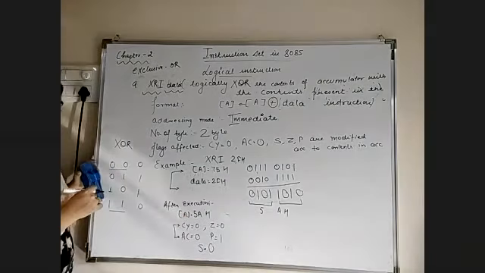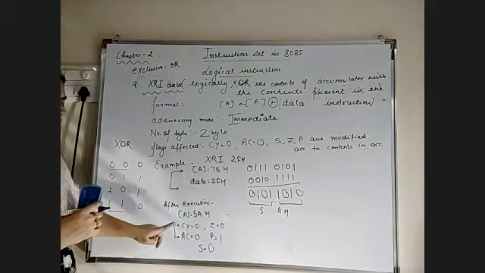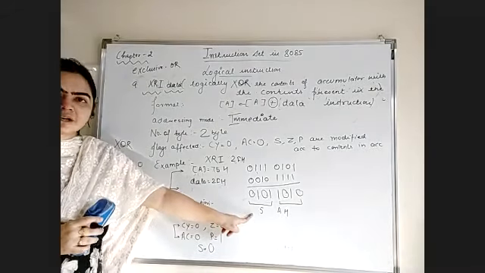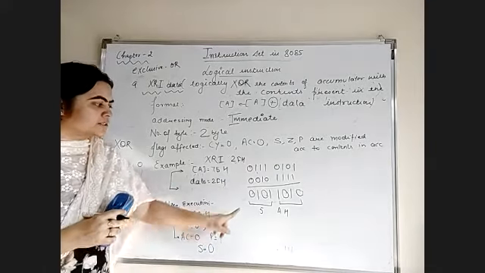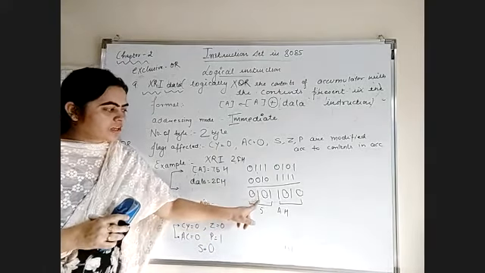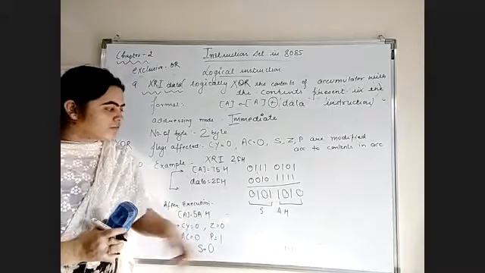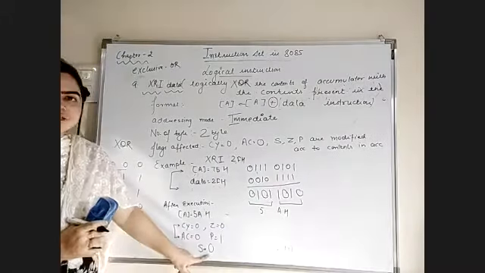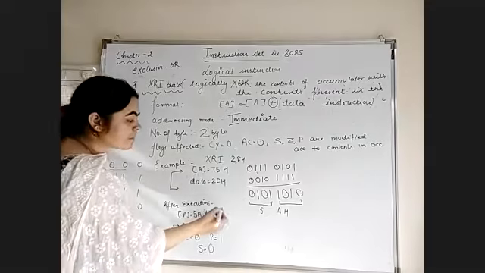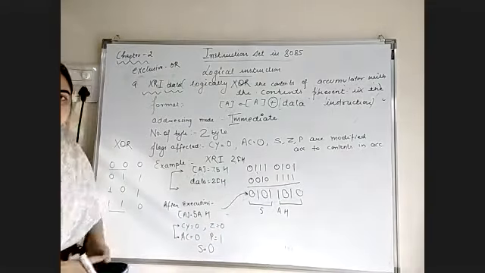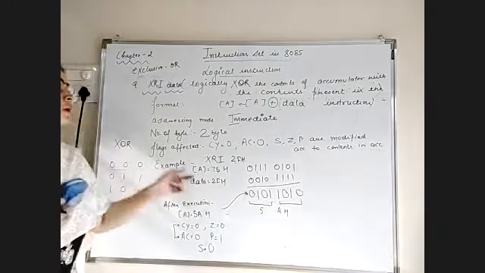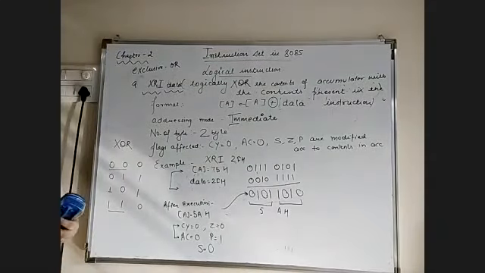Carry flag and auxiliary carry remain 0. Zero flag is equal to 0 because the result is 5AH, a non-zero result. Parity is equal to 1 because we have an even number of ones in the result: 1, 2, 3 and 4, so 4 ones. Next we have the sign flag. Here in the result, the most significant bit is equal to 0, so the sign flag is equal to 0. Okay, so this is about the logical XOR operation.